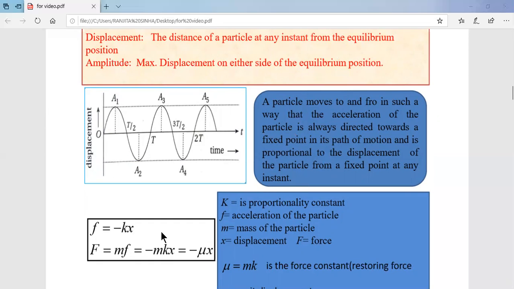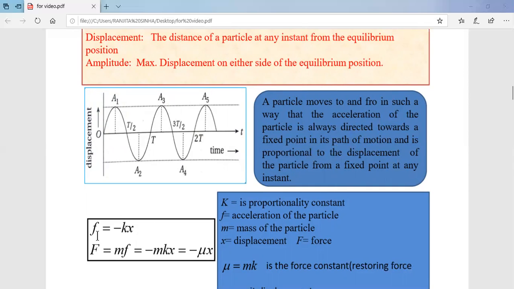Now here we can write F equal to minus kx. Here a particle moves to and fro in such a way that the acceleration of the particle is always directed towards a fixed point in its path of motion and is always proportional to the displacement of the particle from a fixed point at any instant.